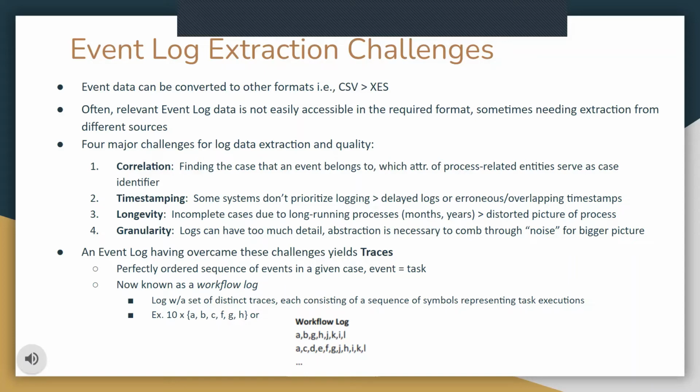So once the log is cleaned up and traces are established, this is known as a workflow log. And within these logs exist distinct traces, each consisting of a sequence of symbols representing these executed tasks. So below is an example of a log being A, B, C, D, E, F, G, or A, B, G, H, G, A, etc. And you can even put a number in front of it to denote how many times this trace has occurred in one single workflow log.